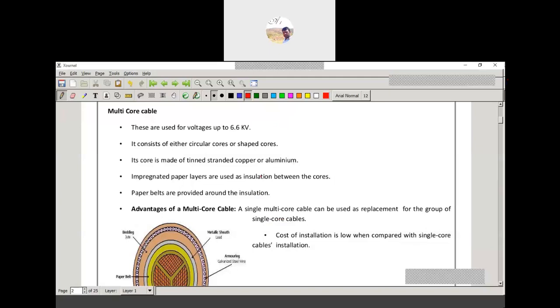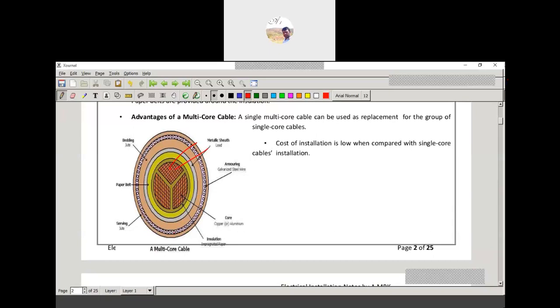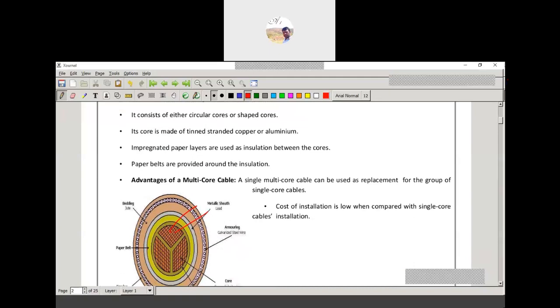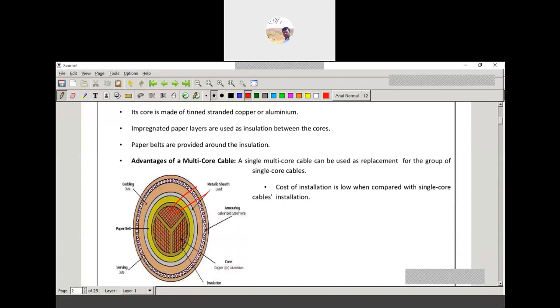Next, cable classification. First, according to the conductor material, we have the copper conductor and the aluminum conductor, based upon which type of material is used. Next, according to the number of cores, that is, how many conductors there are.